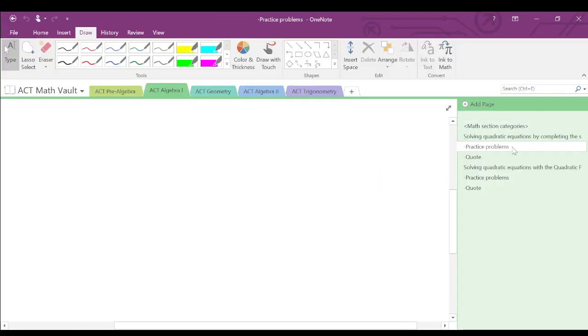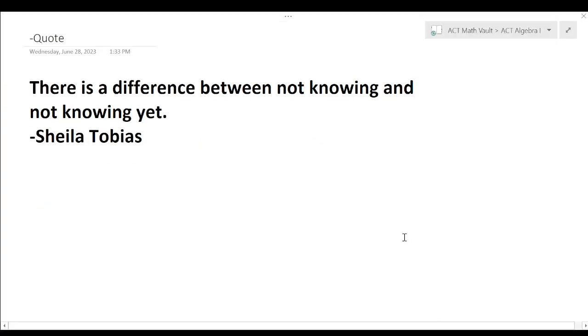So to finish us off here, we've got a quote. There is a difference between not knowing and not knowing yet. This is great. It's totally the growth mindset. It's a great reminder for us all.